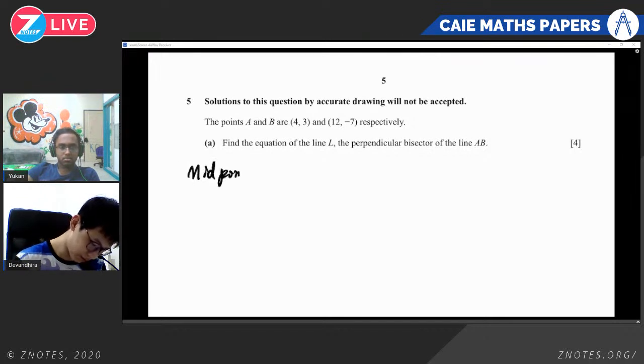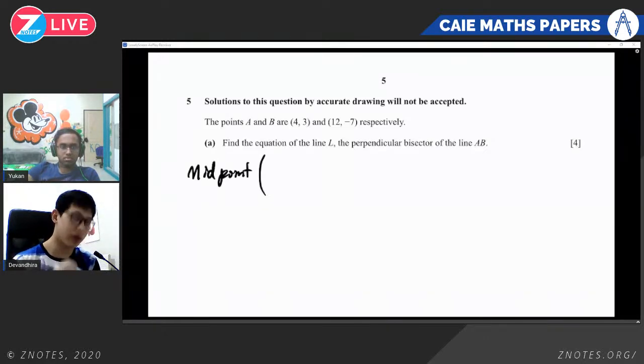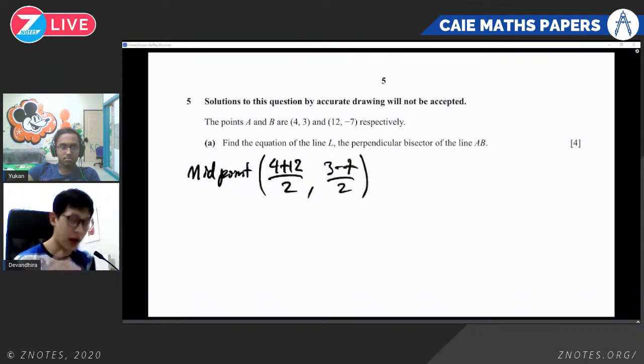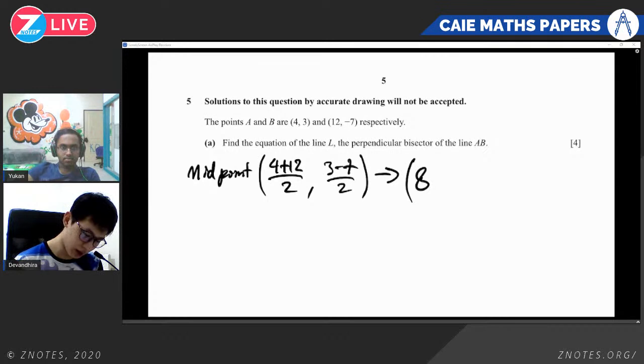Midpoint. So how do we find the midpoint here? You add the x and divide by 2 and the y and divide by 2. Exactly. So right here, our two x coordinates are just 4 and 12, so we have to add them. This is basically taking the average, right? Let's simplify this. We have 4 plus 12, 16 divided by 2, that is 8. 3 minus 7, what's 3 minus 7? Negative 4. Negative 4 divided by 2 is negative 2.